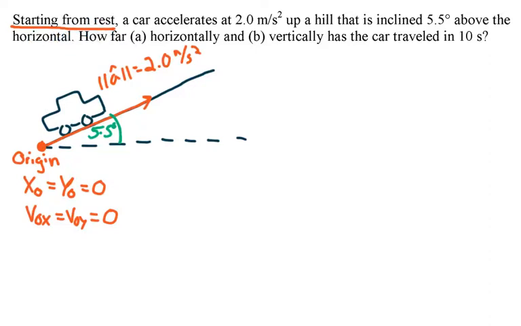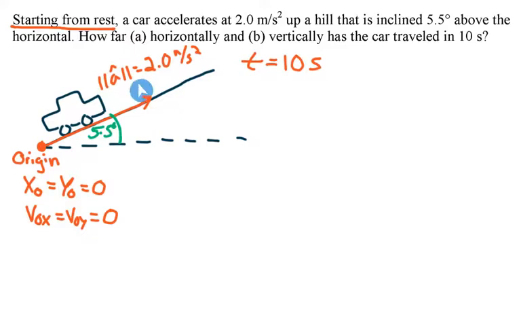We also know how long in time this car is traveling. The whole goal is to figure out how far, A, horizontally, and B, vertically, the car has traveled after the time of 10 seconds. So I'm just going to make a note that t is equal to 10 seconds. Now, for the way that we're solving these problems, we're going to be using the new method that we talked about in the previous lesson, where we break all of our vectors into their x and y components.